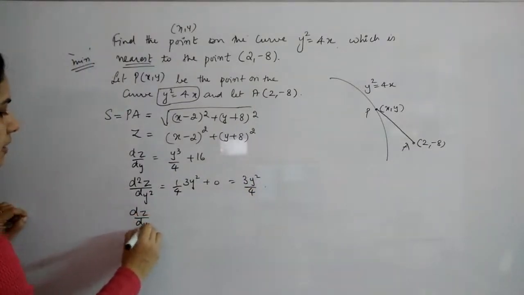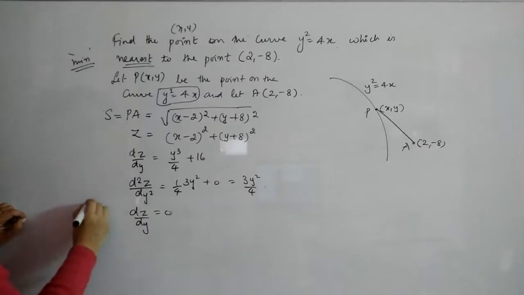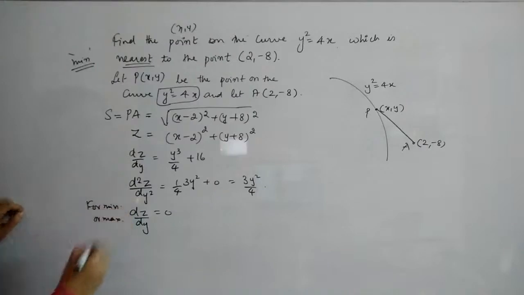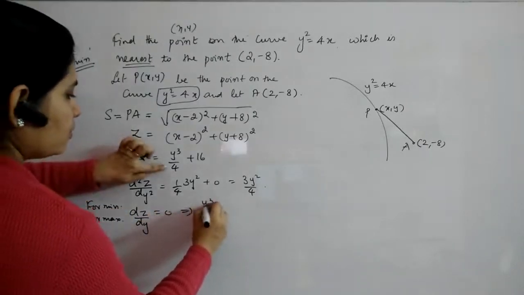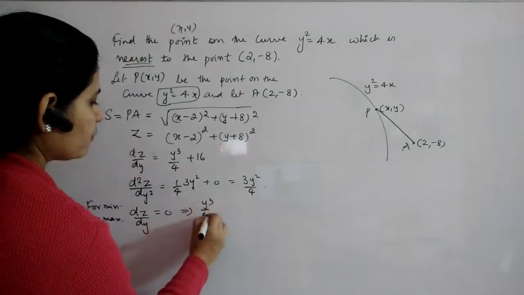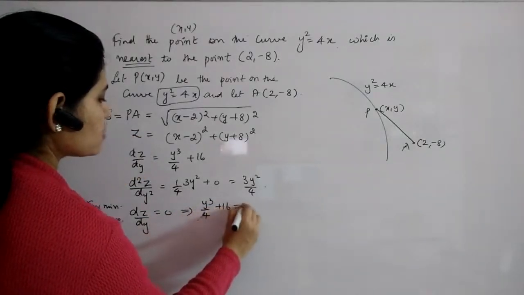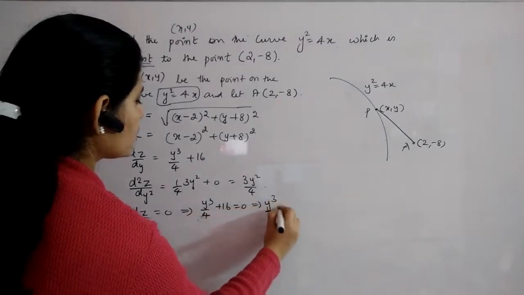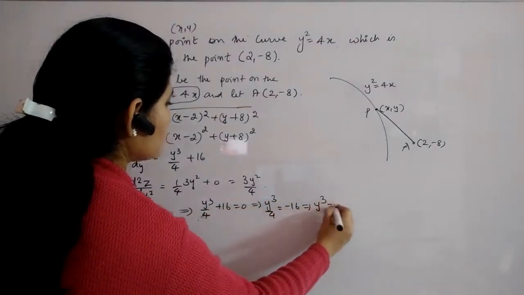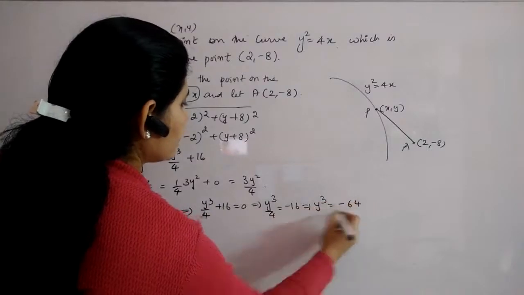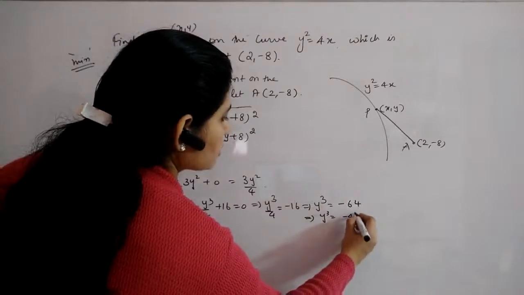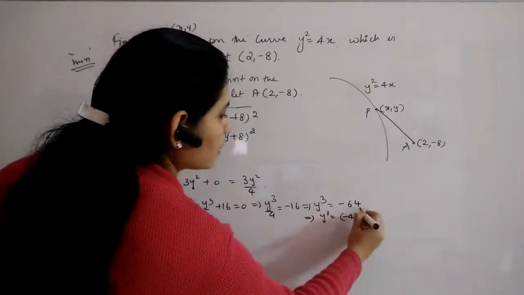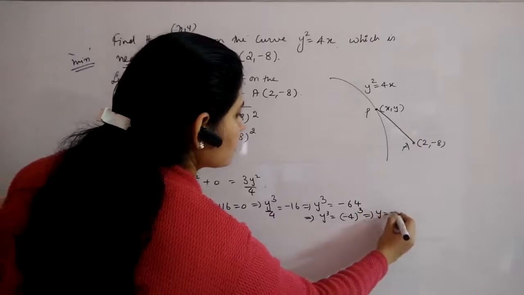For the critical point, you need to equate dz by dy to 0, so that y cube by 4 plus 16 is equal to 0, or y cube by 4 is equal to minus 16, y cube is equal to minus 64. That means y cube is (minus 4) whole cube. So you are getting y as minus 4.